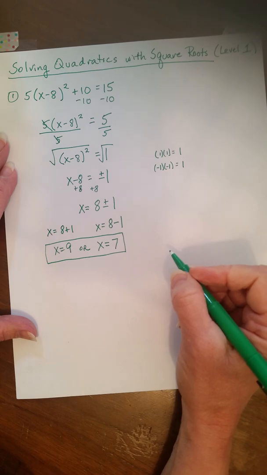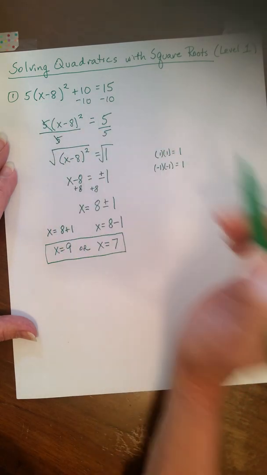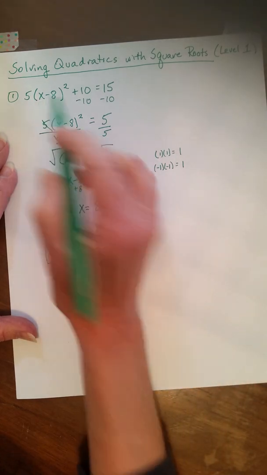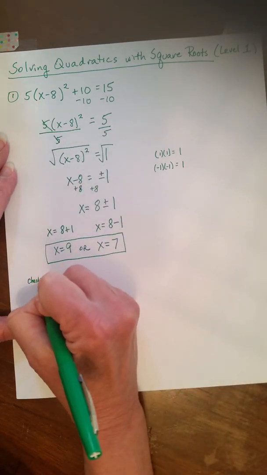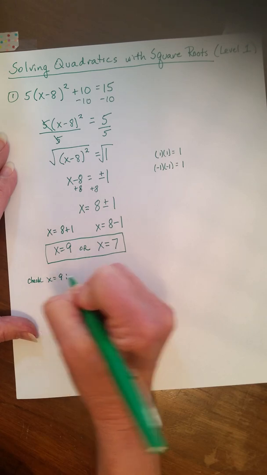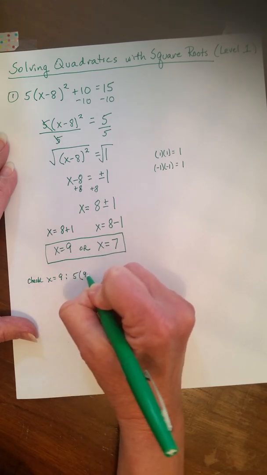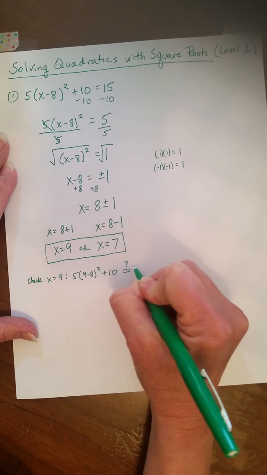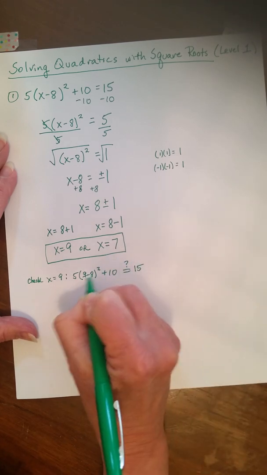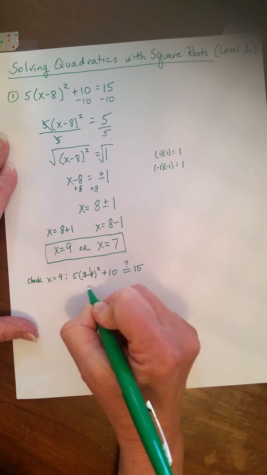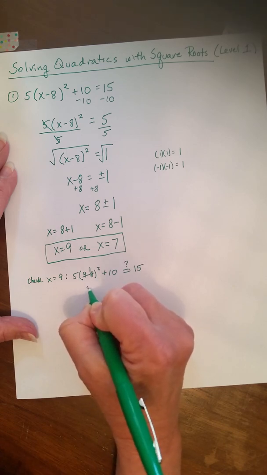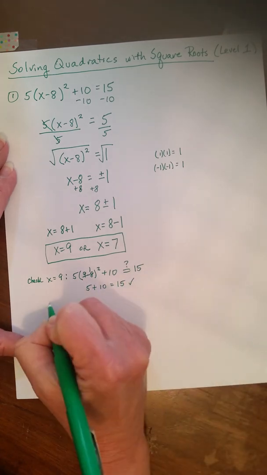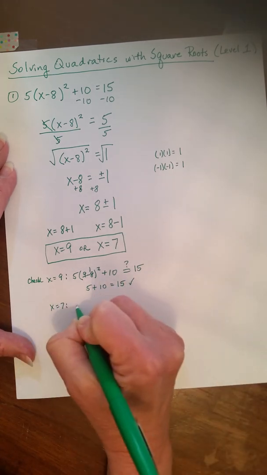Okay? Now, let's just check real quick. You don't have to check every time, although it is helpful in math to check every time. I'm going to check x equals 9. 5 times 9 minus 8 squared plus 10, does that equal 15? Well, 9 minus 8 is 1. 1 squared is 1. So 5 plus 10 does equal 15. So that checks out. Let's check x equals 7.